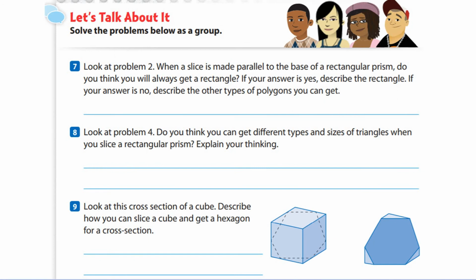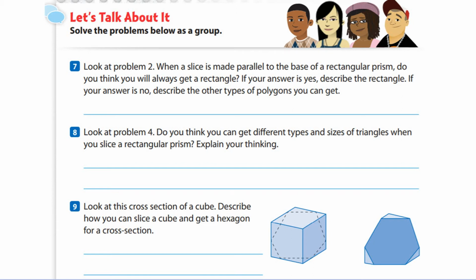Do you think you can get different types and sizes of triangles when you slice a rectangular prism? Explain your thinking. And question 9. Look at this cross section of a cube. Describe, can you guys see the cross section right here? Describe how you can slice a cube and get a hexagon for a cross section.